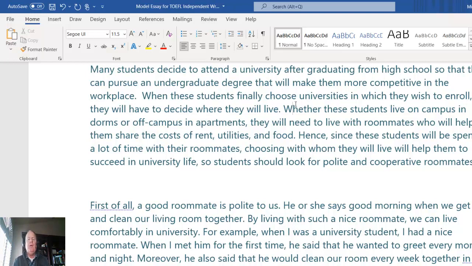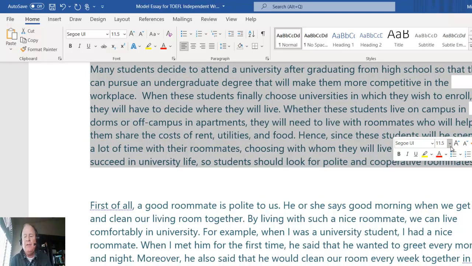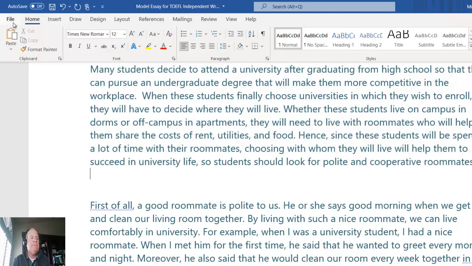They will need to live with roommates who will help them share the costs of rent, utilities, and food. Hence, these students will be spending a lot of time with their roommates. Choosing with whom they will live will help them to succeed in university life, so students should look for polite and cooperative roommates. So this now includes the two key points of your body paragraph, and that is a more specific thesis than the one that you wrote.